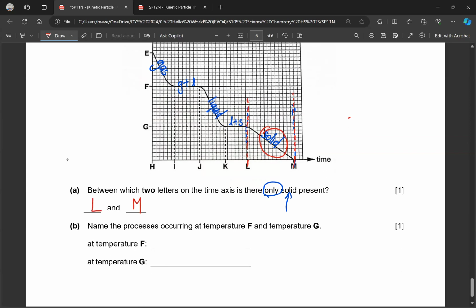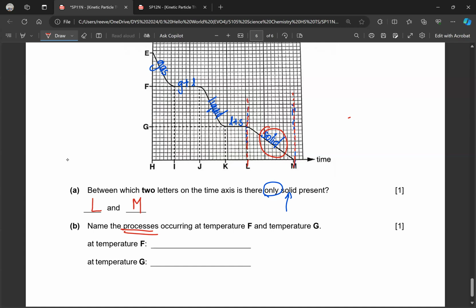I hope you know how to get solid. You just go with the story: start with the gas, the gas condenses and becomes liquid, then the liquid freezes and becomes solid. Now name the processes. I don't want you to tell me liquid or solid, I want you to tell me the process. Is it freezing, boiling, or what? All these are the processes.